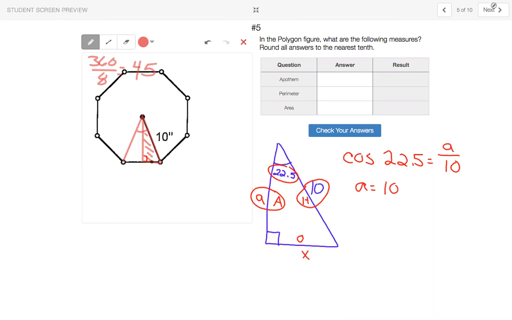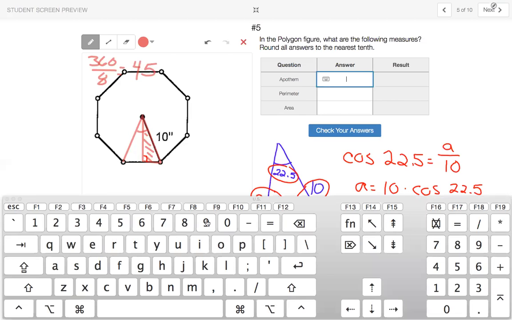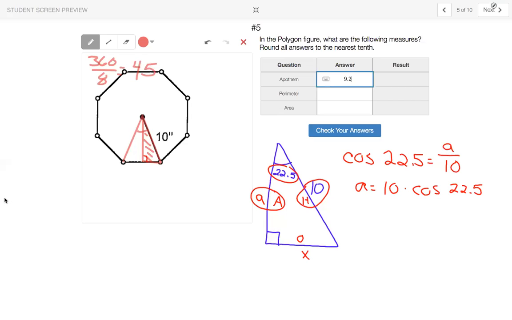So A equals 10 times cosine of 22.5. That's what we're plugging into our calculator to get our apothem. 10 times cosine 22.5 is 9.2387. Again, we're told to round all answers to the nearest 10th, so I can round this answer to 9.2. All right, so 9.2 for our apothem.